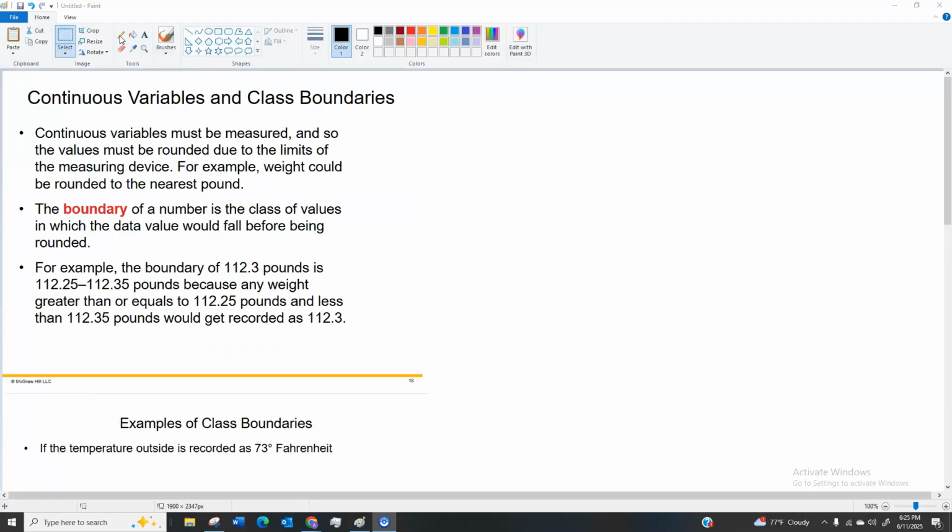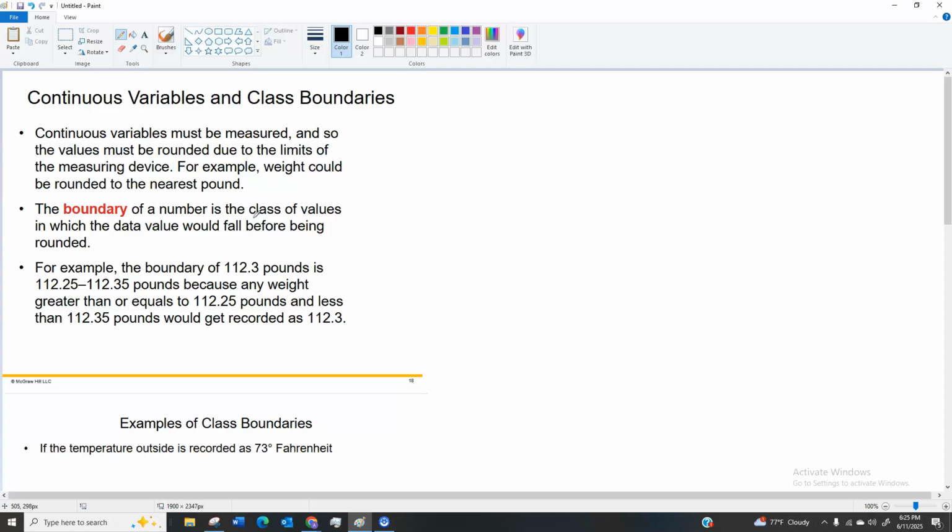Okay, so now we're going to get into the one part of chapter 1 that is a little bit mathematical. We're going to talk about class boundaries, continuous variables and class boundaries. Because continuous variables are measured, at the point that it's measured, it has to be rounded. You have to decide whether to round to the nearest pound or to the nearest tenth of a pound, or to the nearest eighth of an inch, if you're measuring a distance or a length.